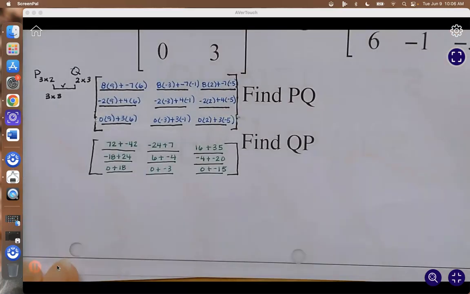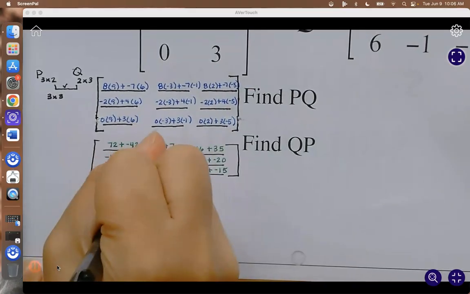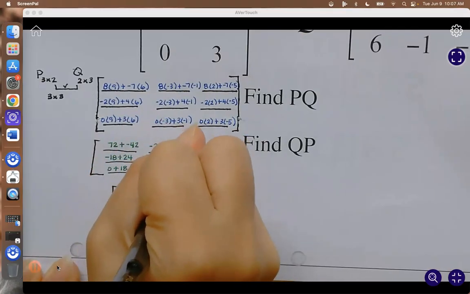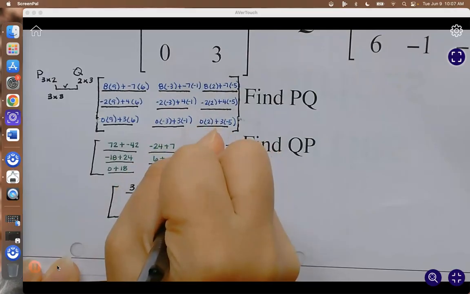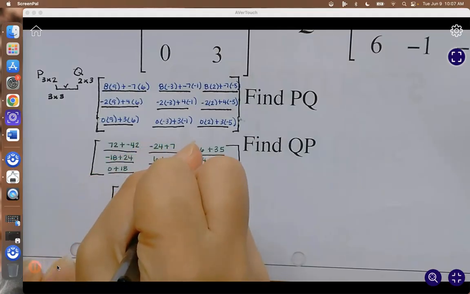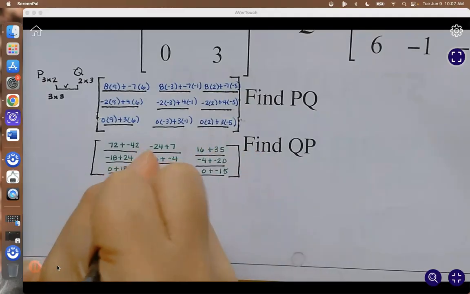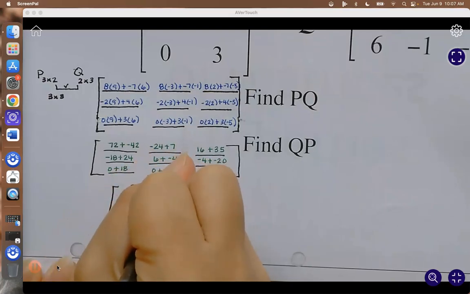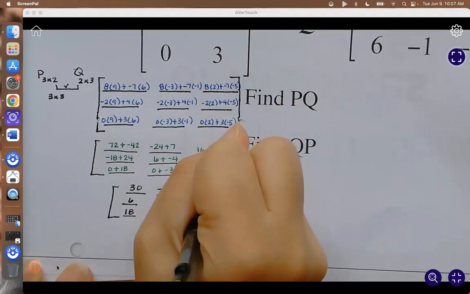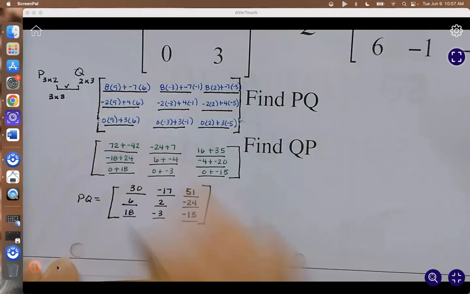Alright, so our final answer is 30, negative 17, 51, 6, 2, negative 24, 18, negative 3, and negative 15. And this is the answer to P times Q.